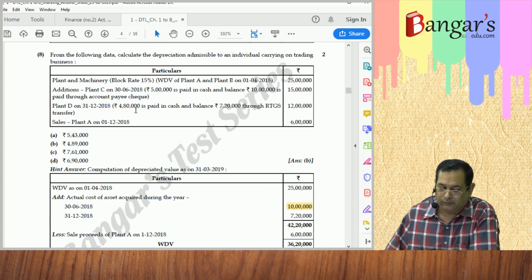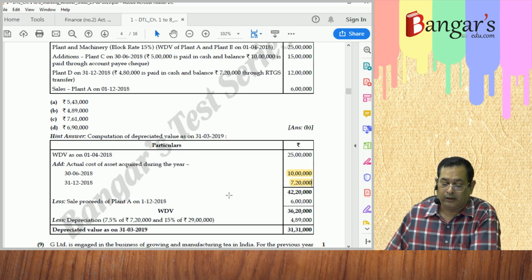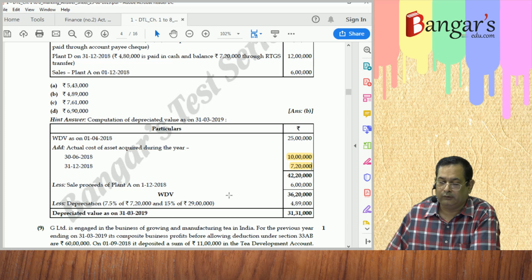And plan D is also acquired. Here 7 lakh 20,000 has been paid through RTGS. So 7 lakh 20,000 will form part of the cost. And the asset has been sold for 6 lakh rupees. The same will be reduced.